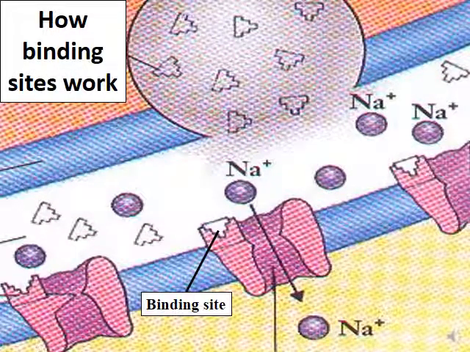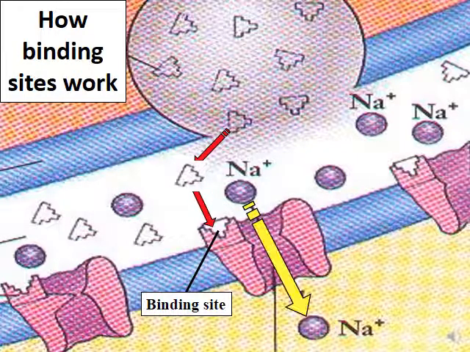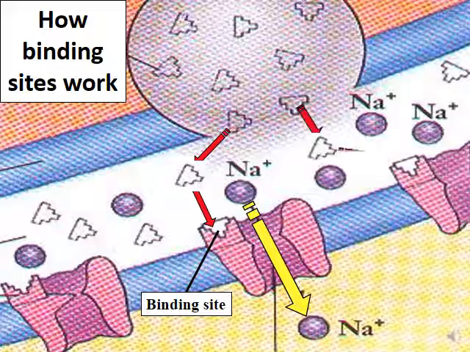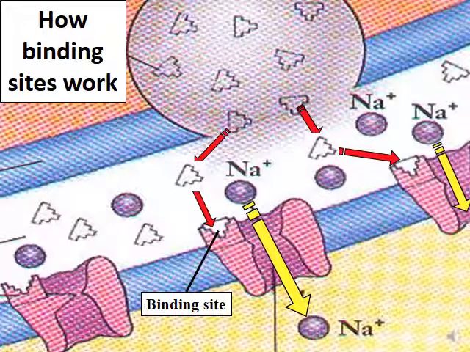How do binding sites work? Let's see. So here the neurotransmitter is released, it binds to the binding site and causes the entrance of ions like Na+ ions, as shown in this figure.